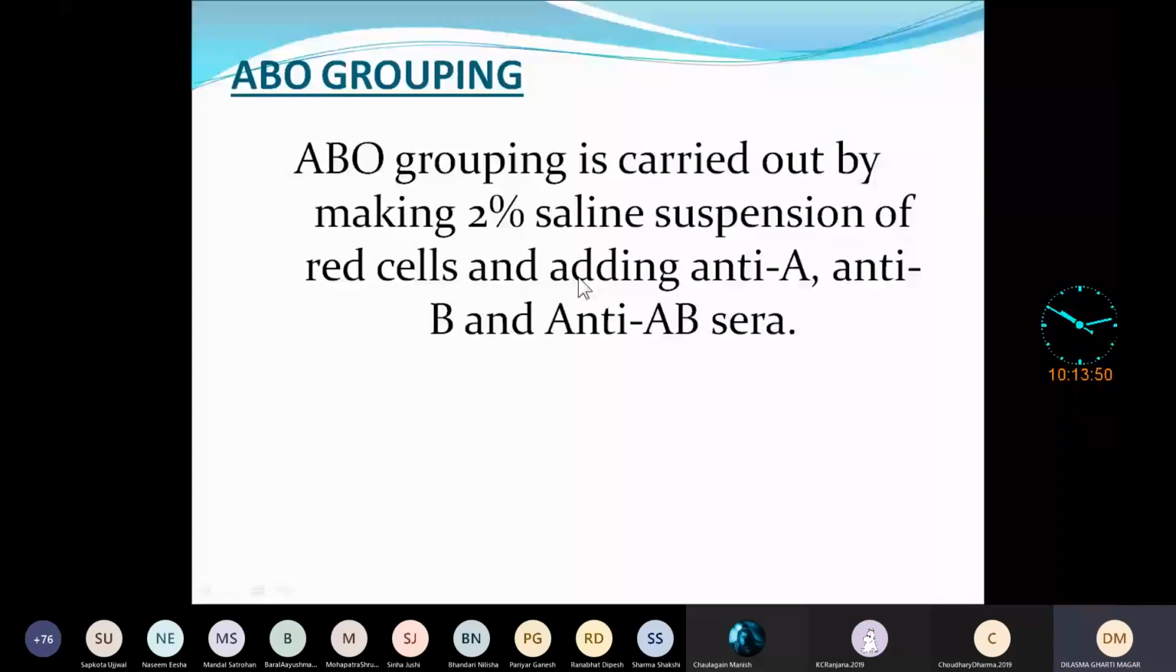So usually in your practical, only anti-A, anti-B, and then the anti-D sera is given. But later on, if somebody mentions anti-AB sera, then you should not be confused. That's why I'm telling you here in the class that anti-AB sera is also there. But in your practical, only anti-A, anti-B, and anti-D sera are used. Is that clear?